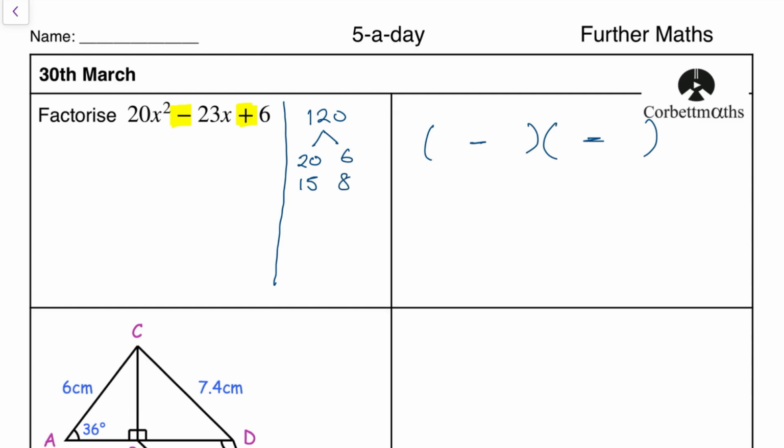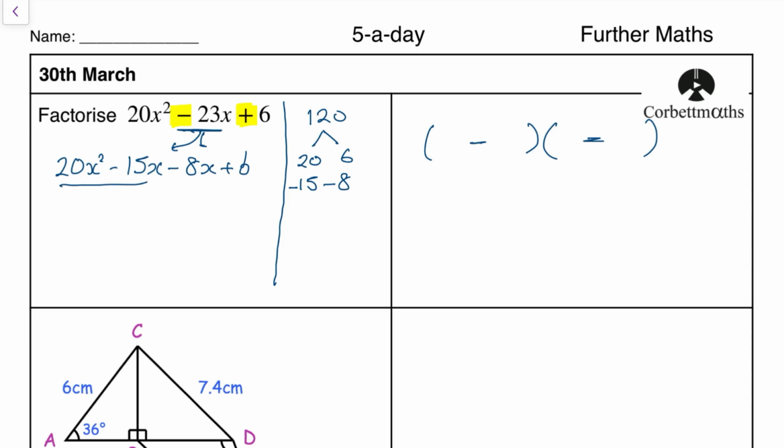Okay, so that's worked. So minus 15 and minus 8 give me plus 120, but minus 15 minus 8 is minus 23. So that works. So 20x squared minus 15x minus 8x plus 6. In other words, I've broken this down into two things. I haven't changed it, I've just broken it into a sum.